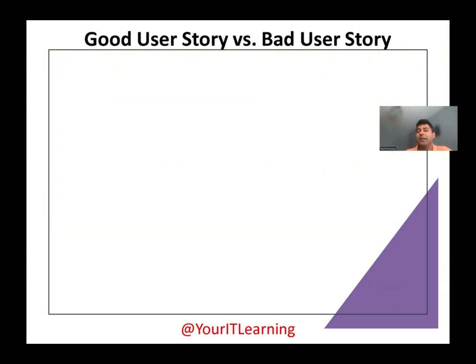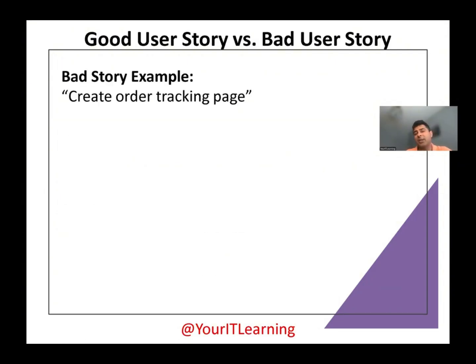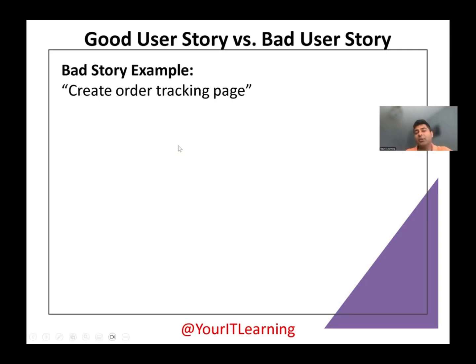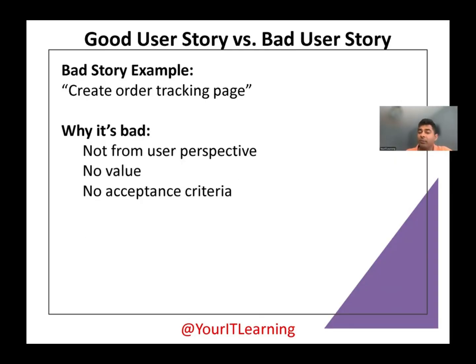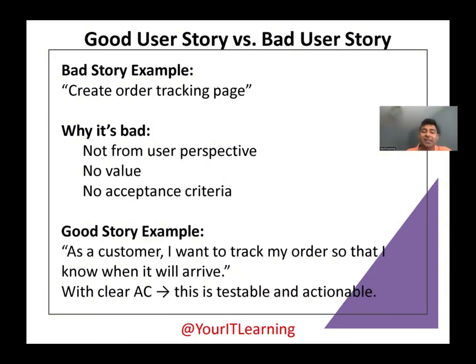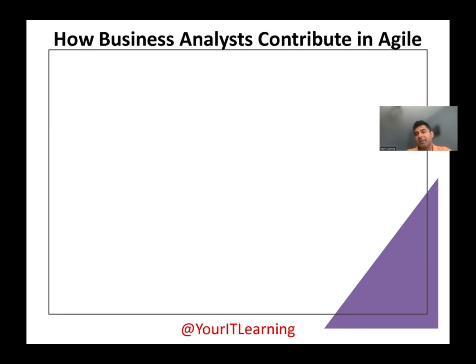What is the difference between a good user story versus a bad user story? So a bad user story will be: create order tracking page. Why is it bad? Not from the user perspective, no value, no acceptance criteria. A good story example will be: as a customer, I want to track my order so that I know when it will arrive. With clear acceptance criteria, this is testable and actionable.